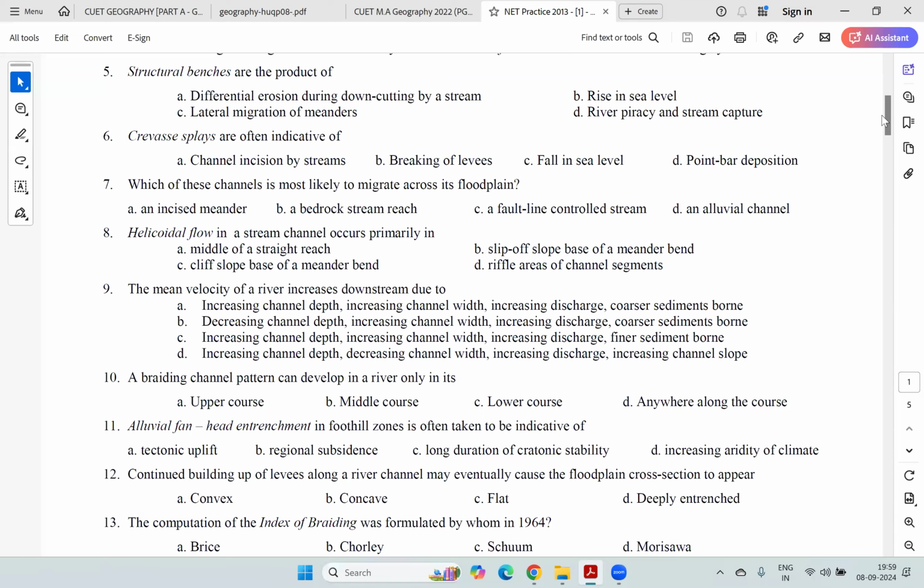You have been studying rivers in your school, maybe if you had geography in class 11 and 12. There can be a wide variety of questions.